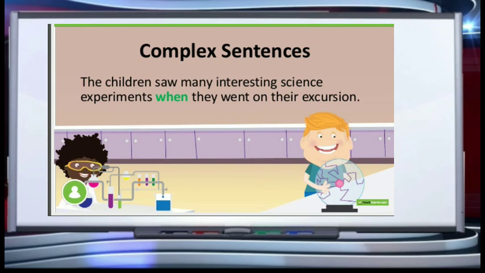Now, another example of a subordinating conjunction. The children saw many interesting science experiments when they went on their excursion. So, over here, the first part of the sentence, that is, the children saw many interesting science experiments, is once again the main clause, and when they went on their excursion is the subordinate clause, which is dependent on the main clause to complete its sense. Thus, a complex sentence is made by joining one principal clause with one or more subordinate clauses with a subordinating conjunction.